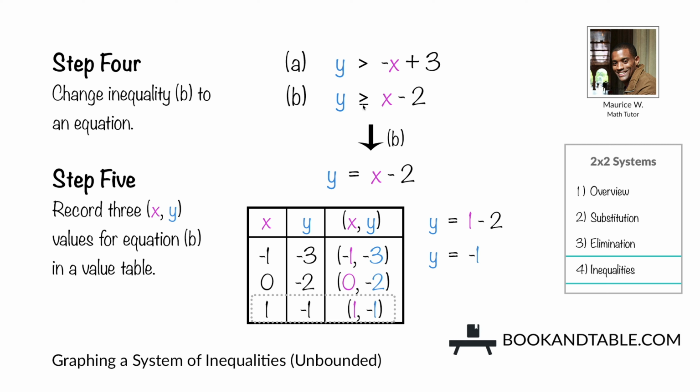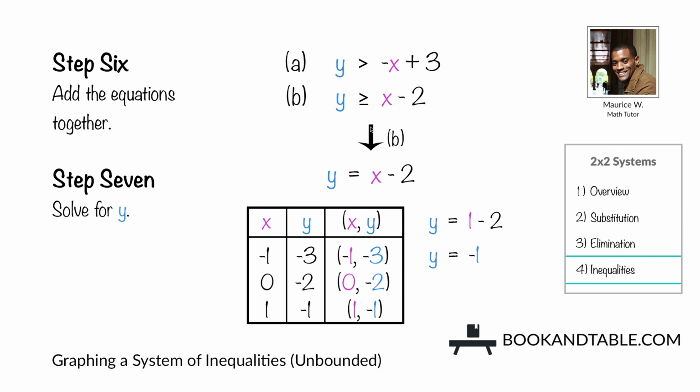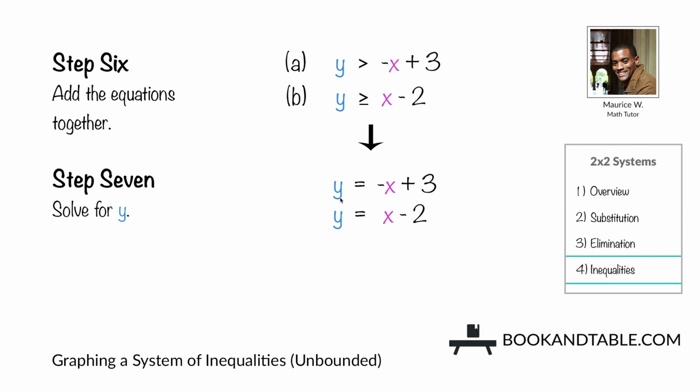So this is now where we'll use the substitution and/or elimination methods to find the vertex. So step 6, we want to add the equations together. When we do so, we have equation A: y is equal to -x plus 3. And inequality B becomes equation B: y is equal to x minus 2. If we add the two equations together, we're able to eliminate our x and find the y value for this vertex where the two lines intersect, giving us y plus y, which is equal to 2y.